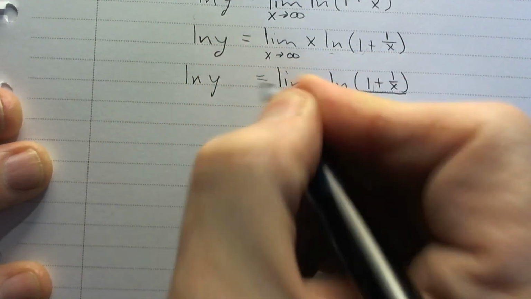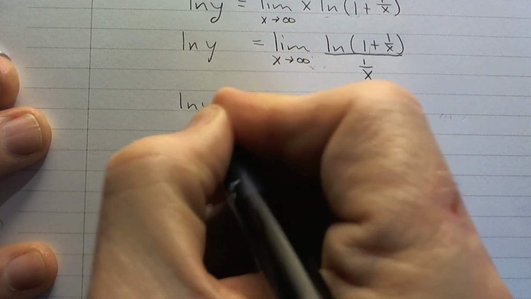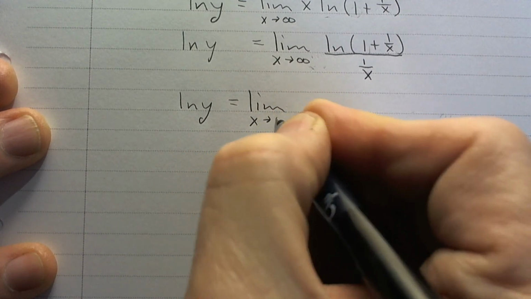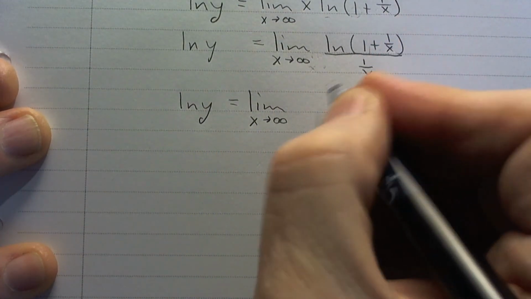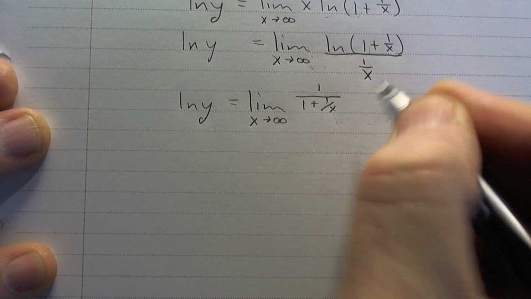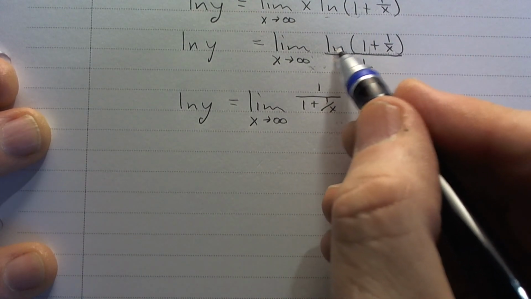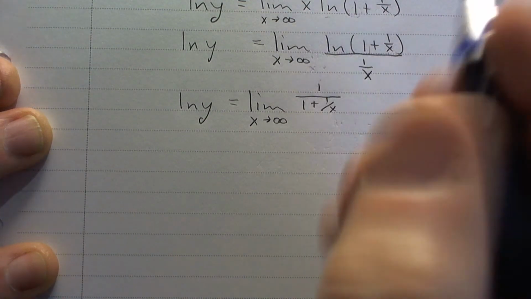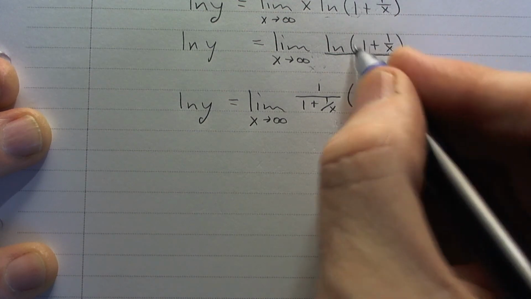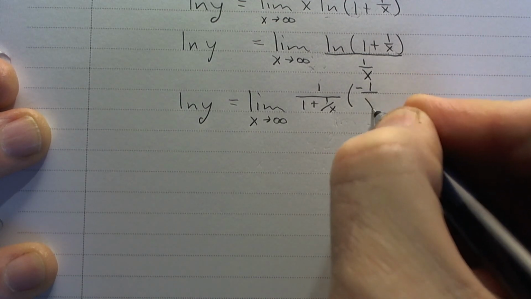So I've got log y equals this. Now I apply L'Hopital's rule. So here we go. We've got ln y equals the limit as x goes to infinity. Now the derivative up top, I've got 1 over 1 plus 1 over x. See, that's the log part of it, right? We've got to use the chain rule. The derivative of the natural log is 1 over whatever's in there, and then times the derivative of the inside. So the derivative of the inside is negative 1 over x squared.